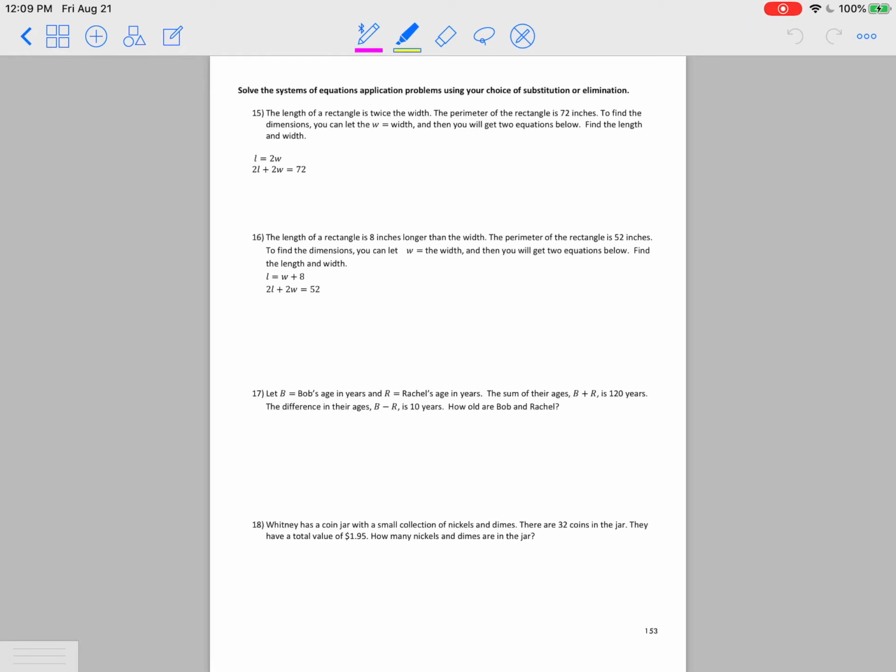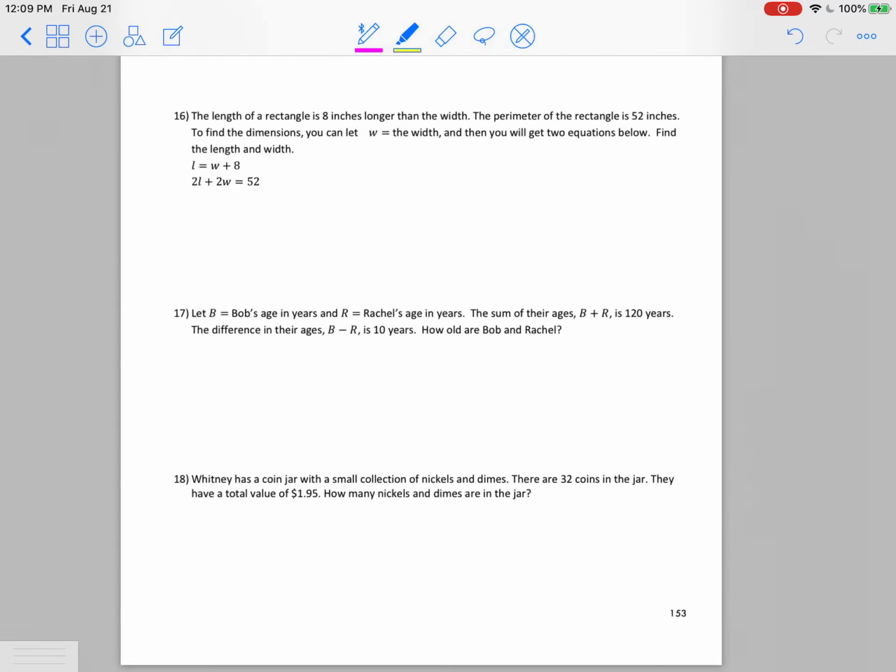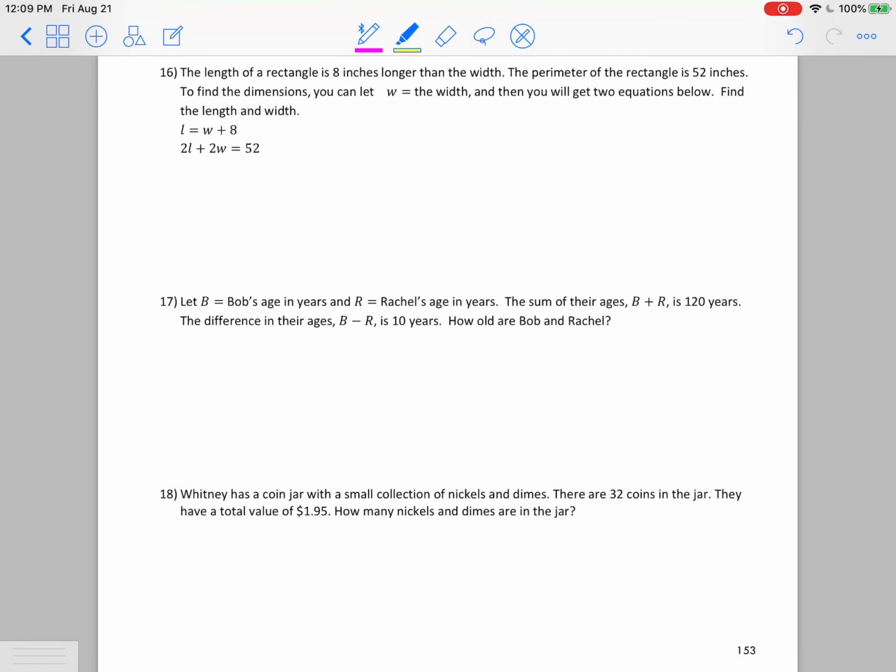If we go up to the directions here, it says solve the system of equations application problem using your choice of substitution or elimination. So you guys get to choose based on what you have in front of you and what you feel is going to be the easiest for you. Remember that these are systems of equations applications. The word system means more than one. So we know that in the end we are going to come up with two equations that we are going to need to solve and get some ordered pair for.